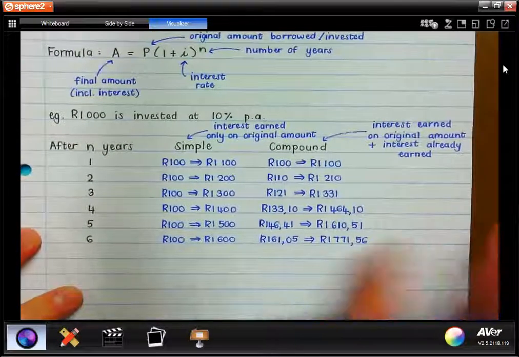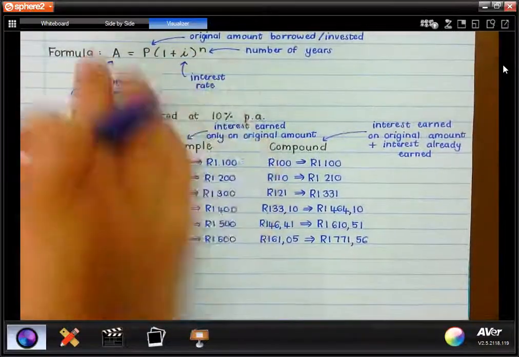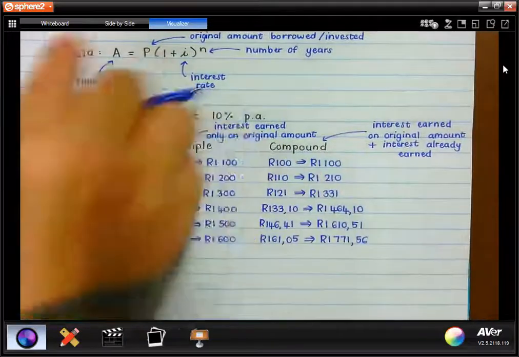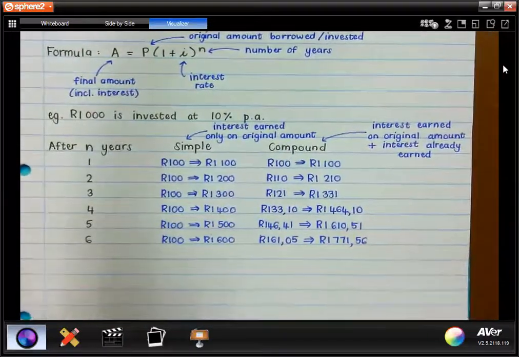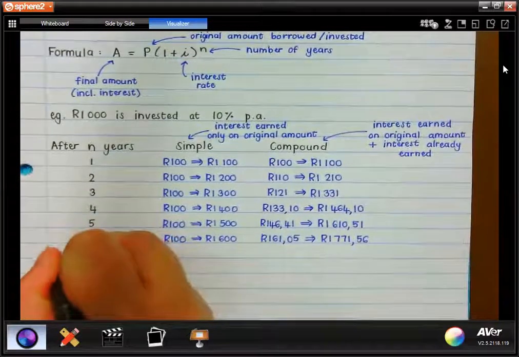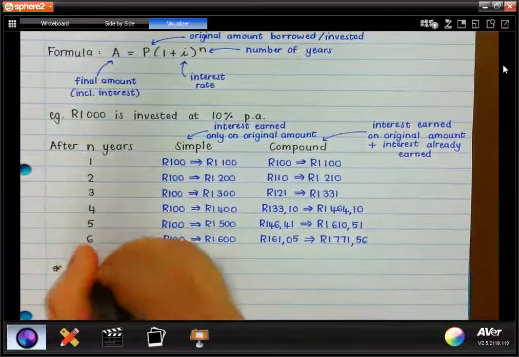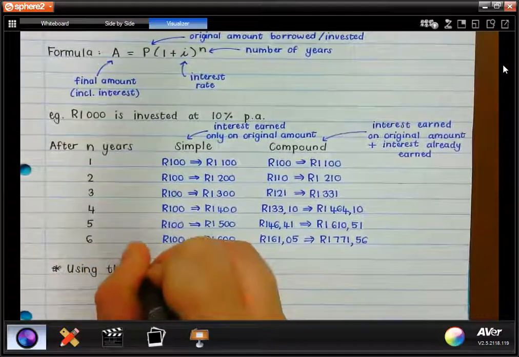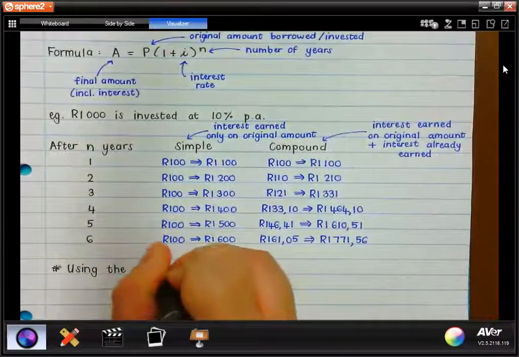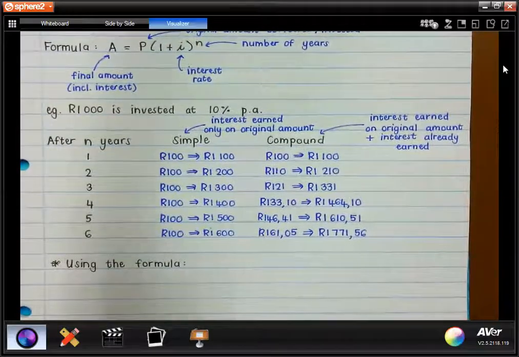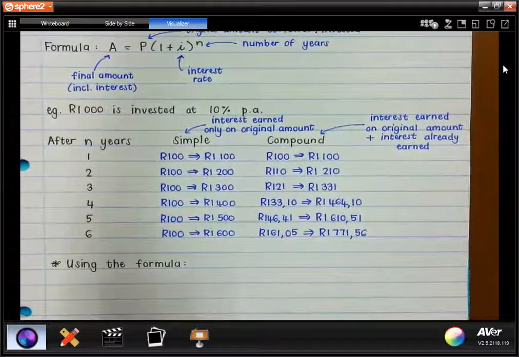But when they ask us to calculate after 6 years, we're actually going to use this formula. So let's do that quickly. Let's see if we're using this formula, if we get to the same answer. All right, so let's say here, we do a little star using the formula. I'm just going to rewrite the question so that it looks like a question, you know, how it would actually look.